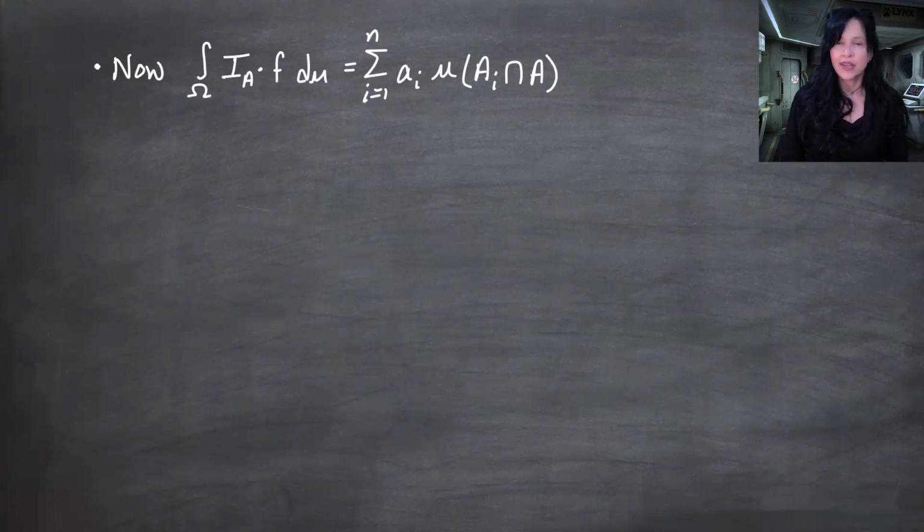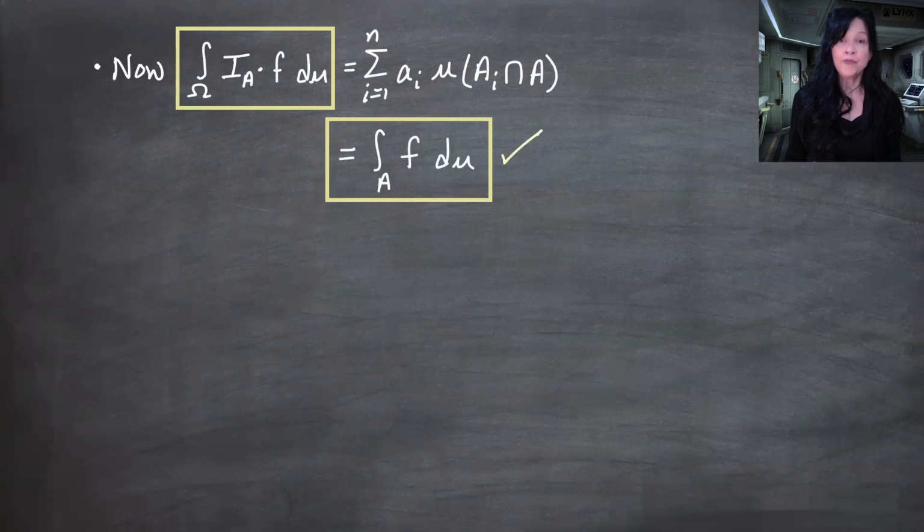And those sets were the capital A_i intersected with capital A. So easy, right? Because this is a simple function. But this looks a lot like what you'd get if you were just integrating f to begin with over A. In fact, that's exactly what this is. And from here to here, that's what we wanted to show. So we're done with the proof in the case that f is simple.